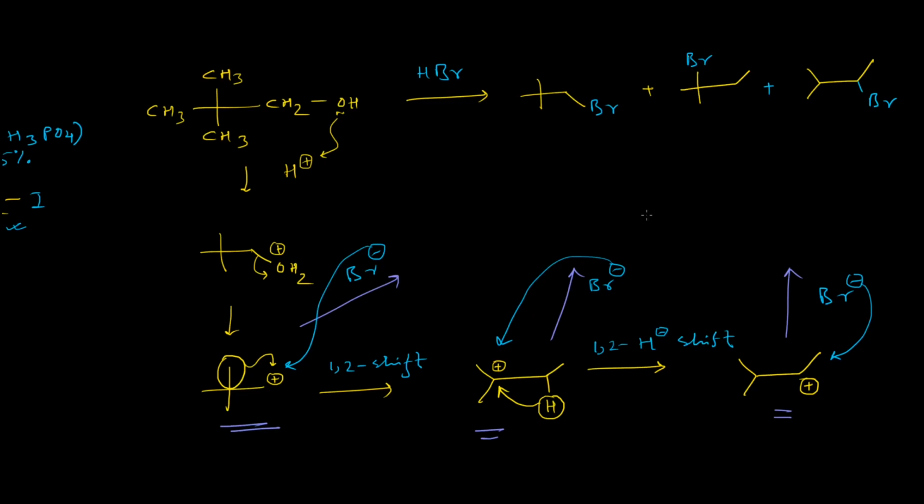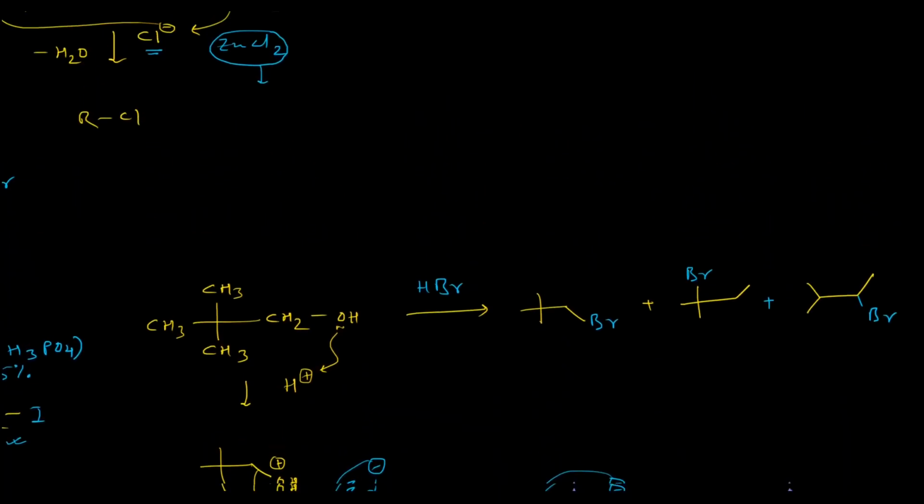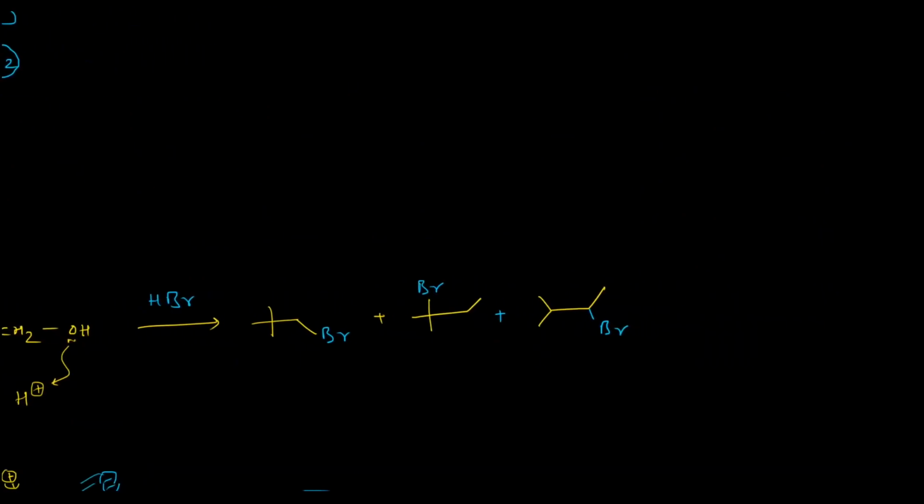Okay, so this is it for the alkyl halide preparation via the treatment of halogen acids. Now let us consider some other reactions. So if you want to convert this alcohol into the corresponding chloride, let's say, then there is a method via the treatment of phosphorus pentachloride or phosphorus trichloride. Both these reagents will give us the corresponding chloride.